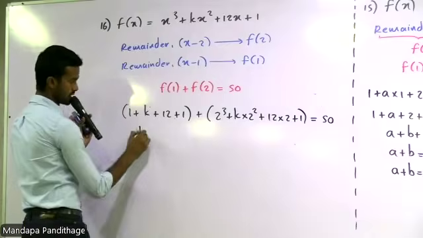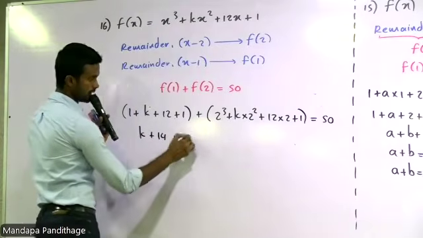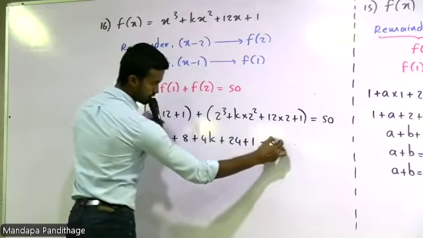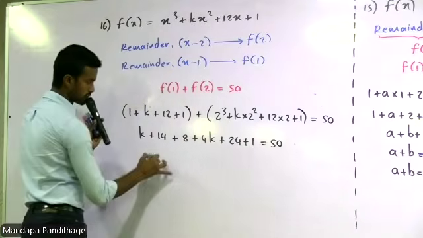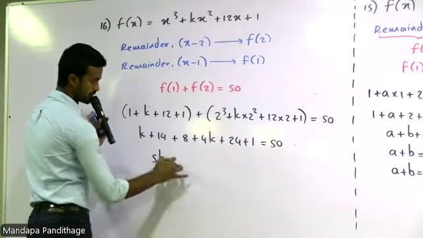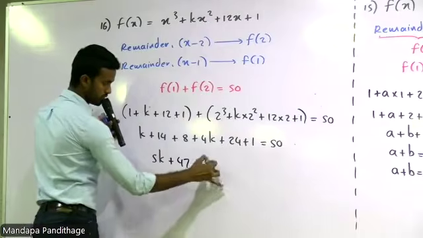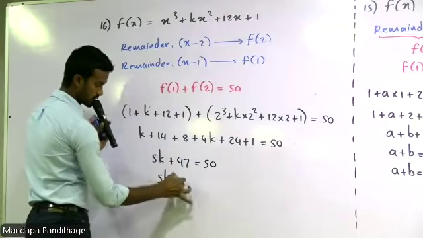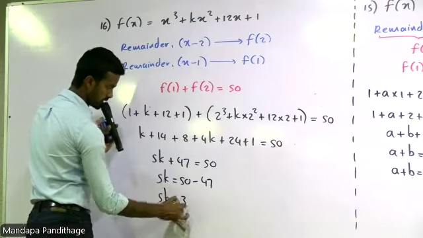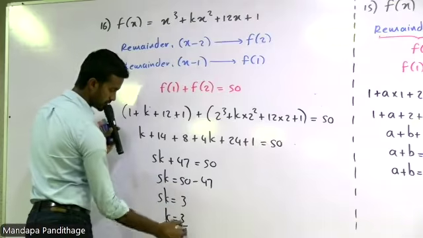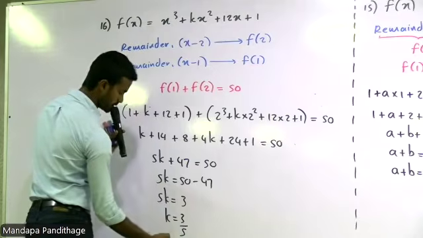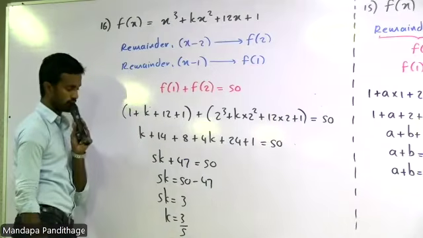Okay, so here is k plus 14, 8 plus 4k, 24 plus 1 is equal to 50. k plus 4k gives you 5k, 22, 46 and 47 is equal to 50. 5k is equal to 50 minus 47. So you get 5k is equal to 3, which means k is equal to 3 over 5.